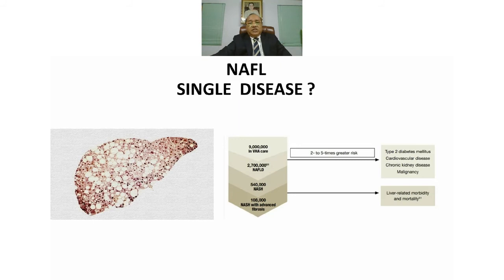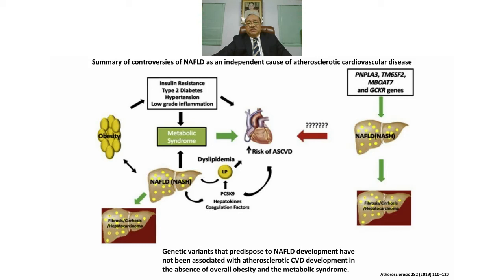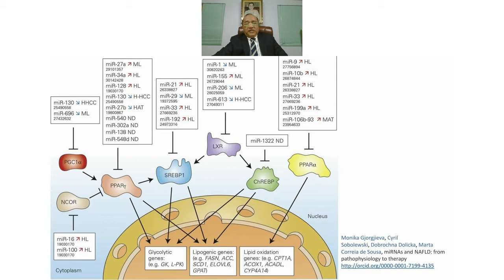And these are the mechanisms through which excessive caloric intake leads to NAFLD, obesity, and the risk of CVD. But if we go down to the genetics, the genetic markers for NAFLD are quite different from the cardiovascular disease genetic background, if we rule out obesity and diabetes. So these are the epigenetic mechanisms, microRNAs involved in the pathogenesis of NAFLD. I can go into detail about this.